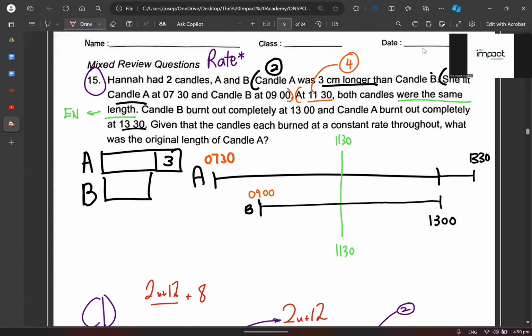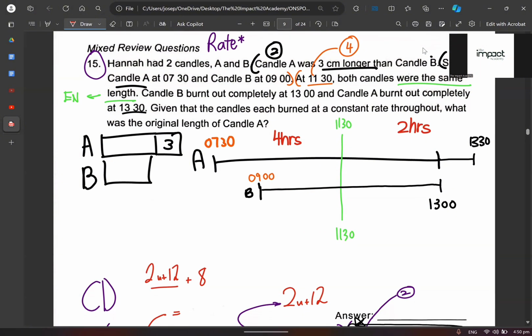From 7:30 to 11:30, how many hours is that? 8:30, 9:30, 10:30, 11:30, right? So that is 4 hours. Am I making sense? From 11:30 all the way to 13:30, how many hours is that? 12:30, 1:30. Yeah, 2 hours. Agree or disagree? Yeah, for me, 1.5 hours.